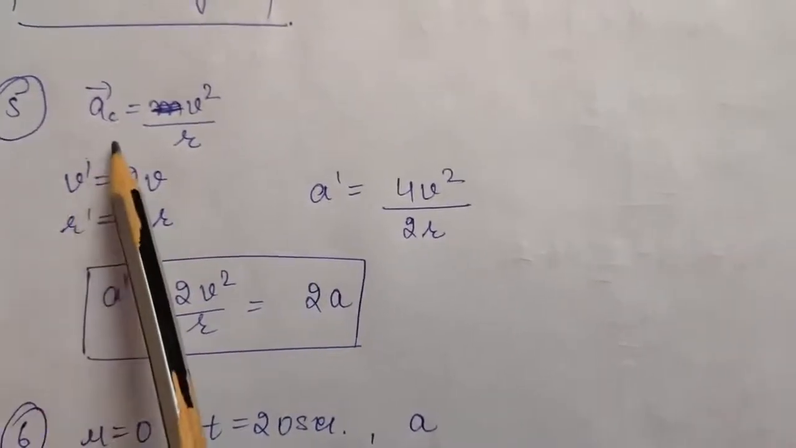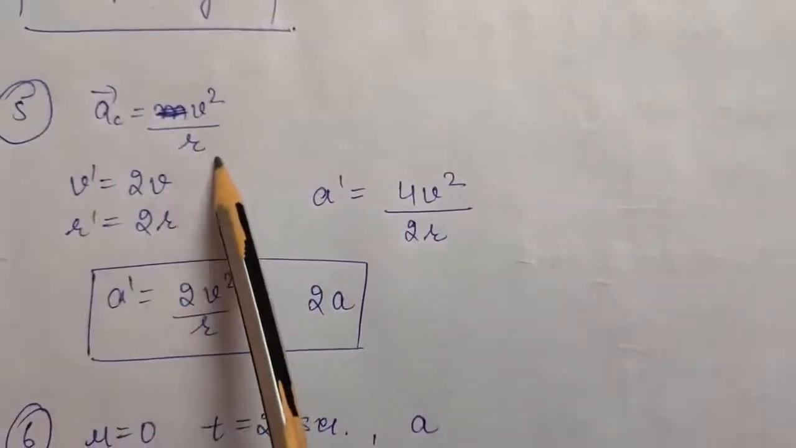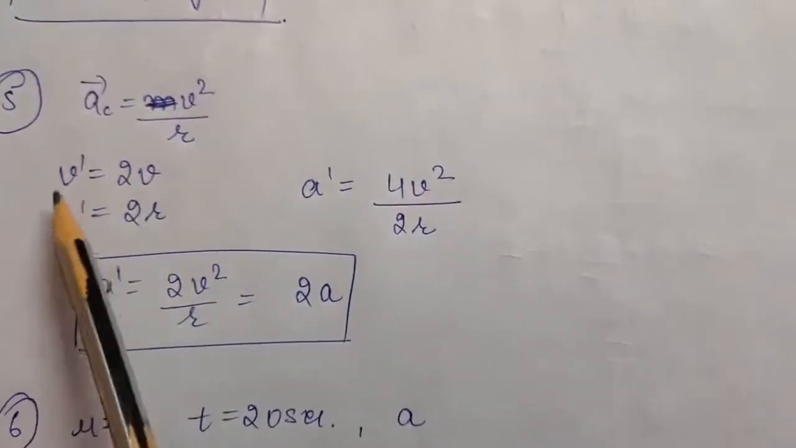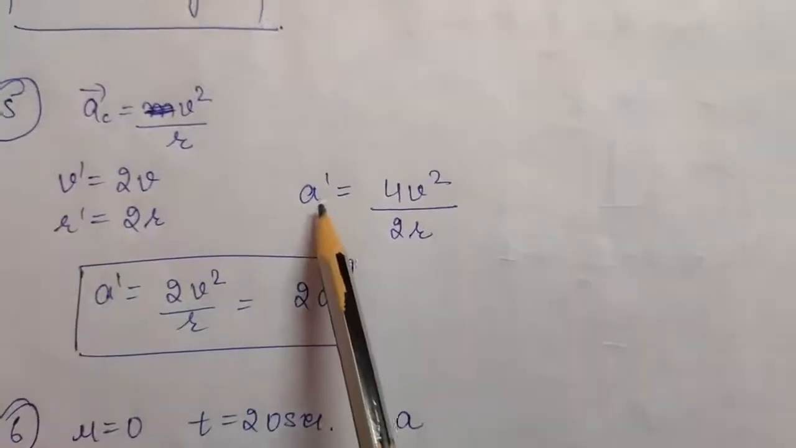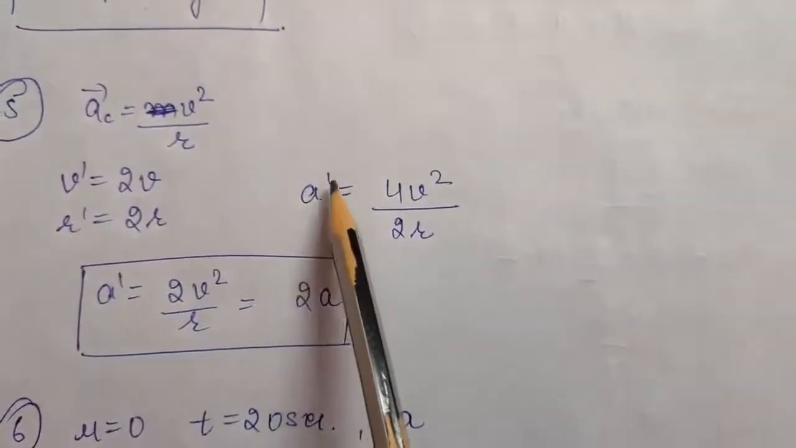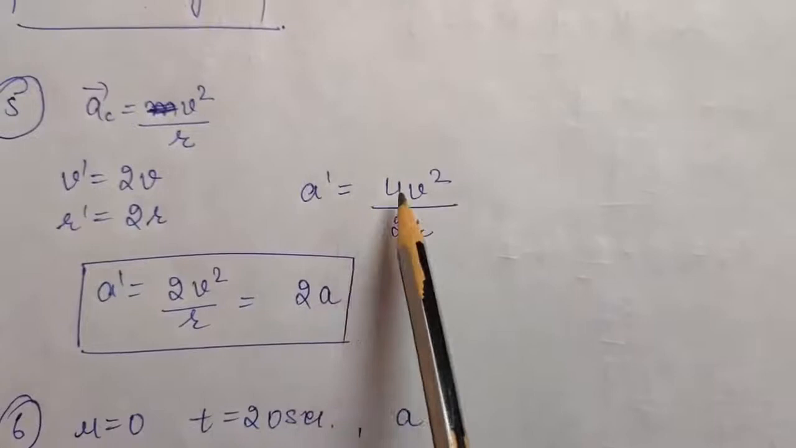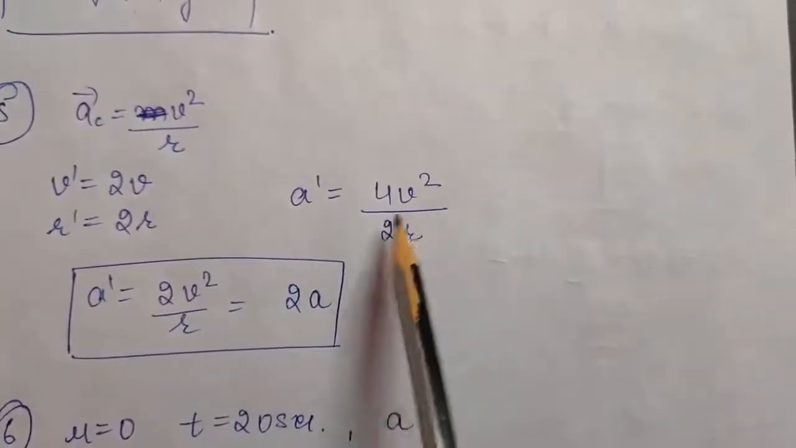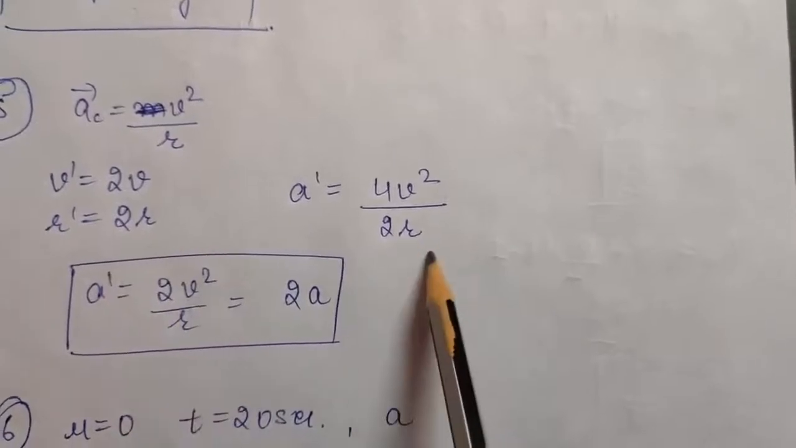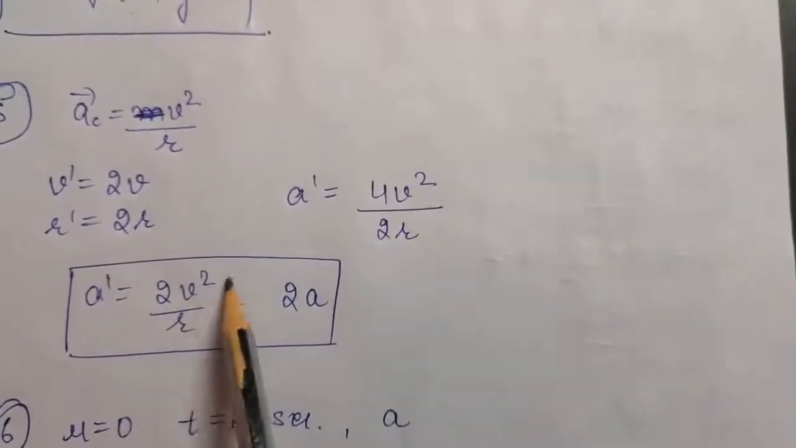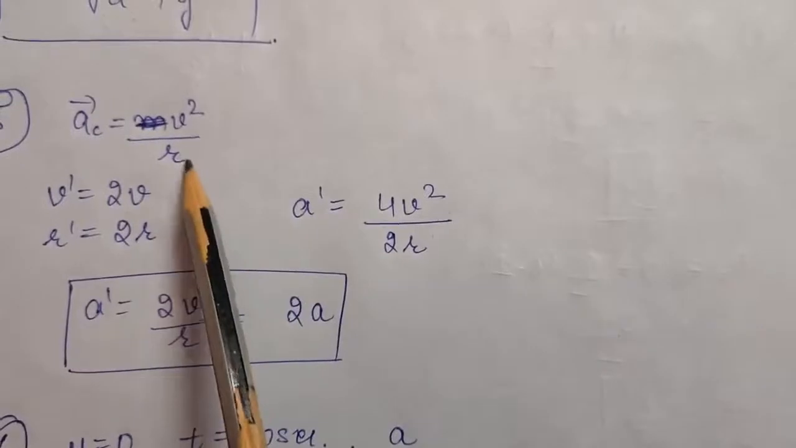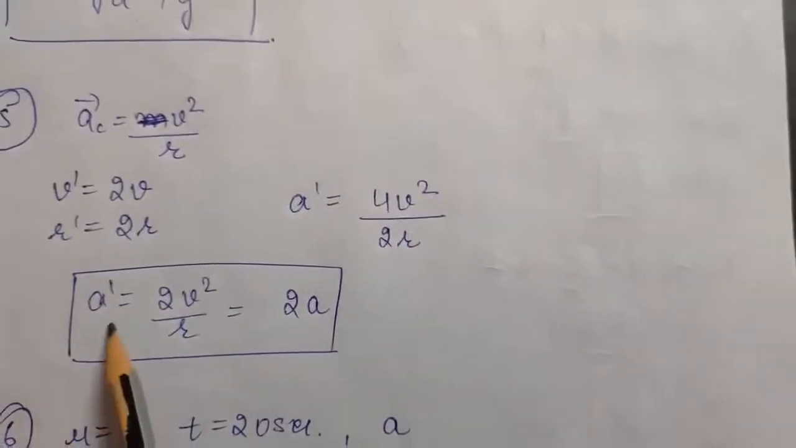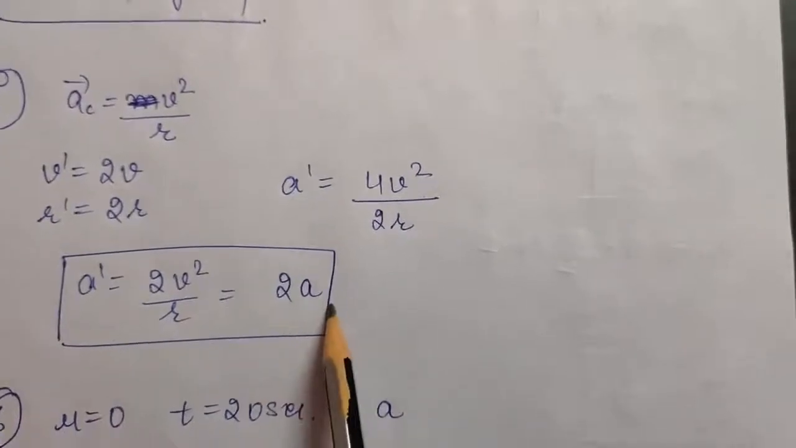So as you know, the formula of centripetal acceleration is v square by r. I am taking v dash to be 2v, r dash to be 2r, that is the final velocity and radius. So let us take the new acceleration as a dash, that will be equal to v dash square, that is 4v square, upon r dash, that is 2r. Solve it, it will come to be 2v square upon r. Now if you can see here, v square by r is ac, that is your initial a. So a dash will come to be 2a.